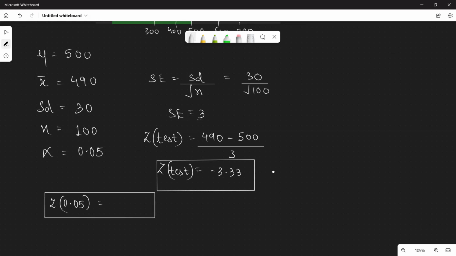So in order to calculate that, we will take assistance of the Z table. So let's quickly go to the Z table. We can go to Google and search for Z table.